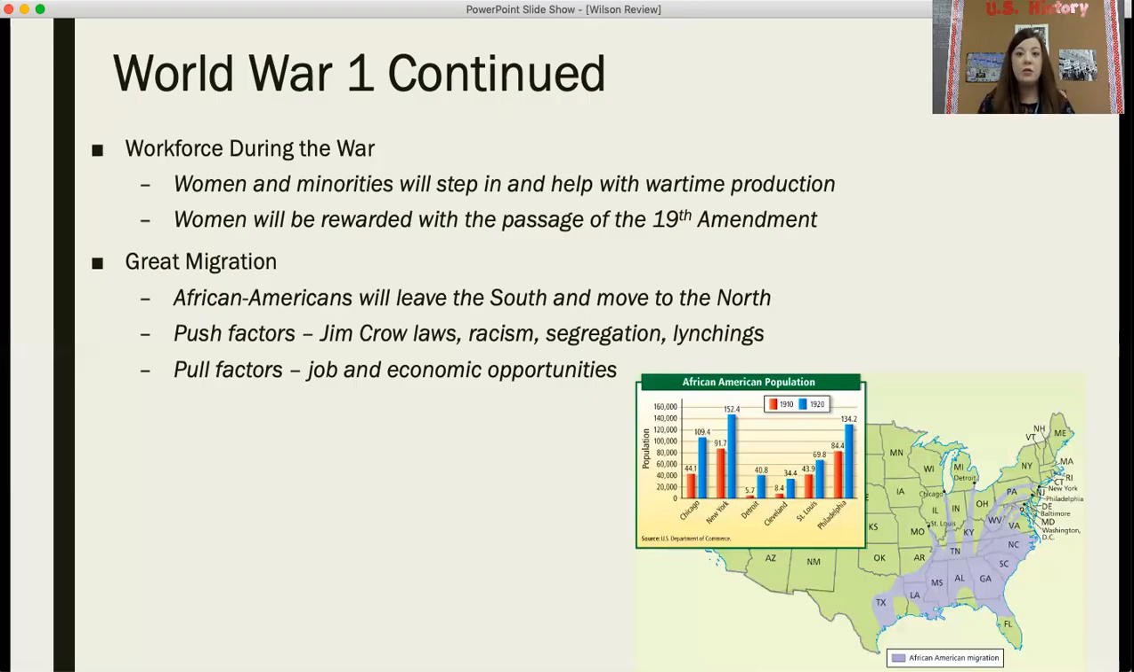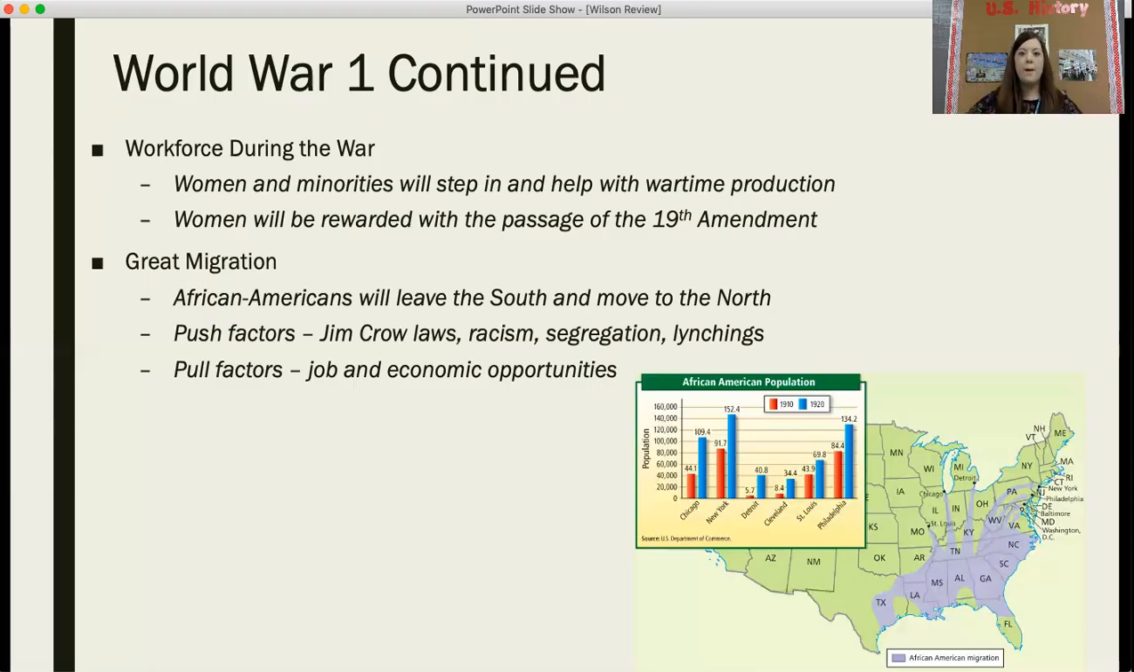We also see minorities stepping up. African Americans and Mexican Americans are going to take jobs in the factories during World War One. Most of these defense industries during World War One are going to be located in the North. As a result of this, we're going to have the Great Migration. Y'all, over 400,000 African Americans are going to take this opportunity to leave the South and move to the North.